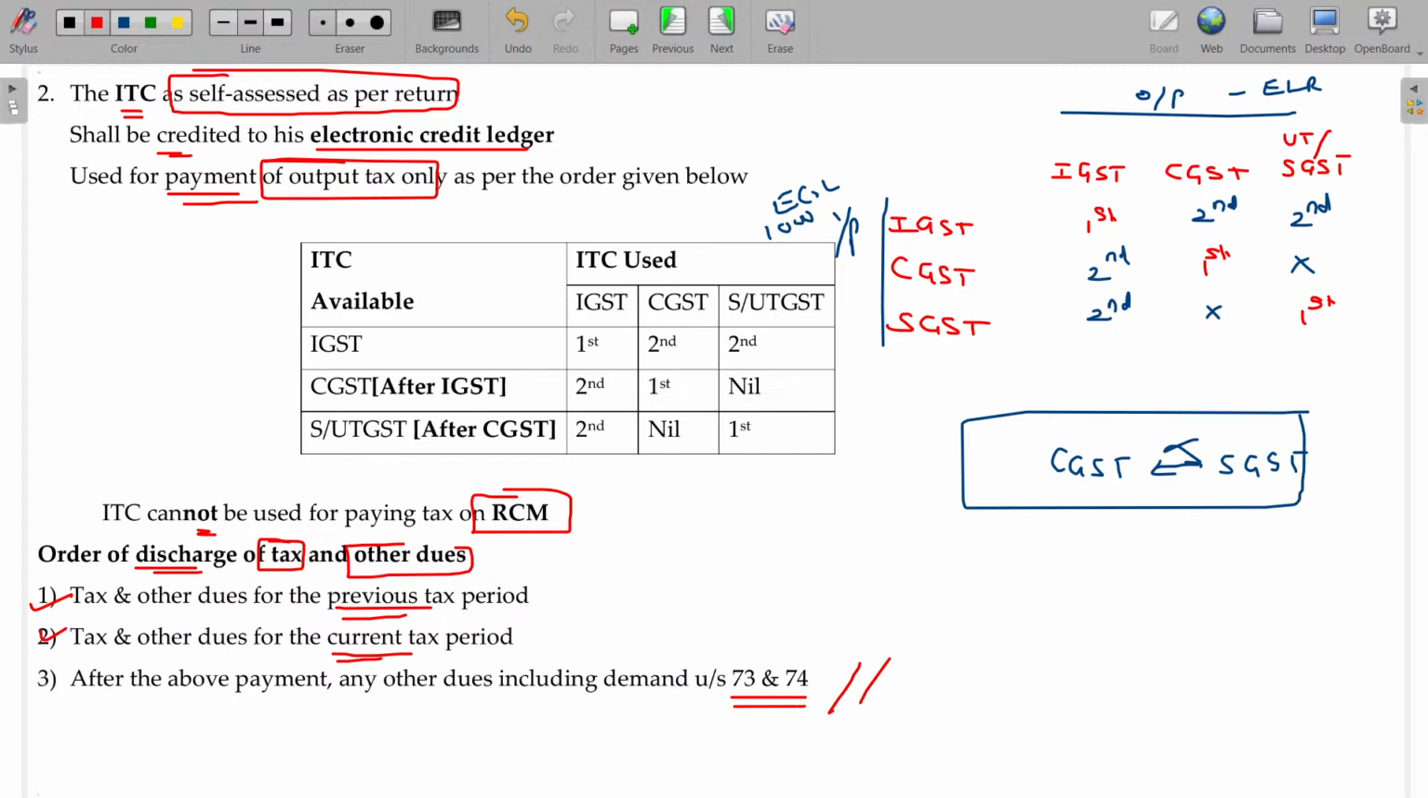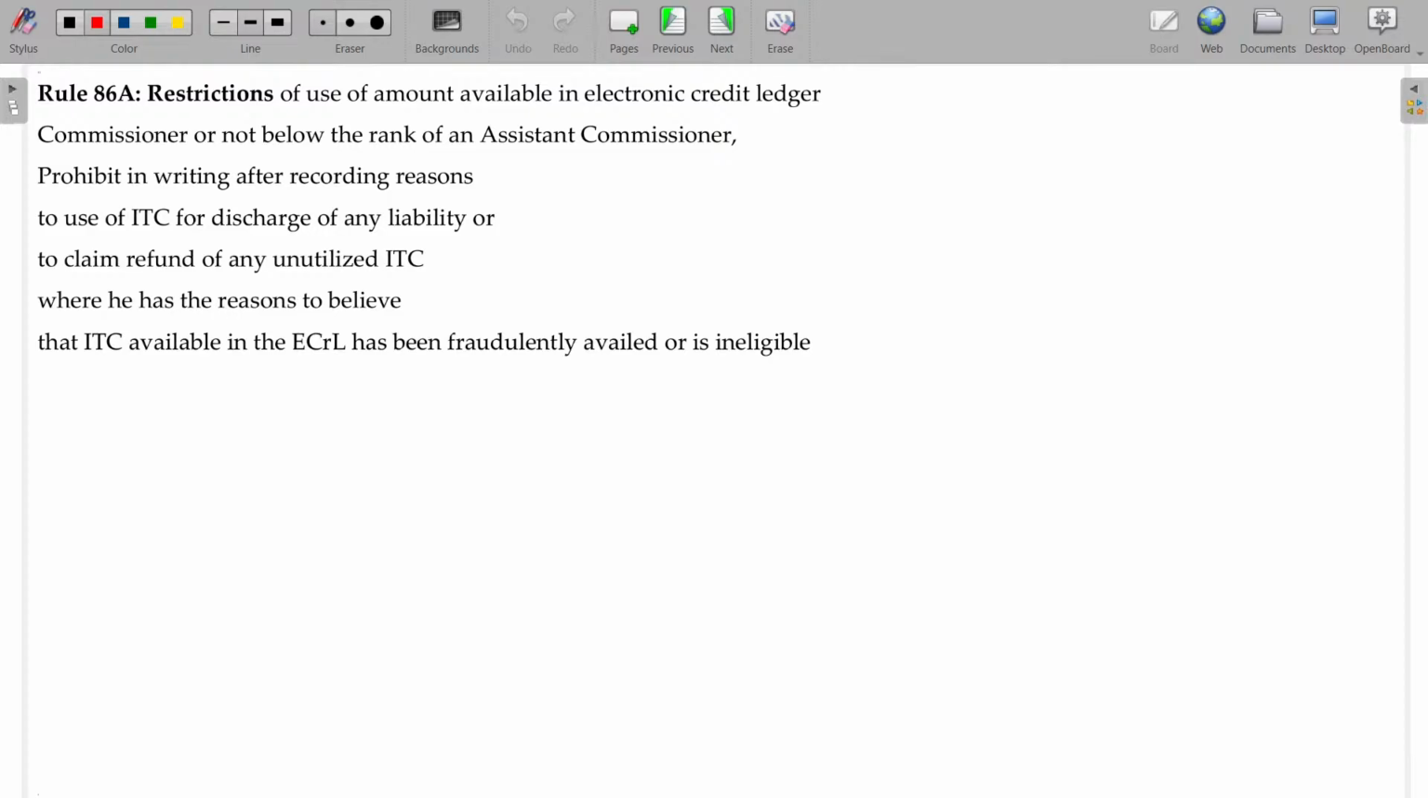If there is any violation, section 73 and 74 will raise a demand to pay. You have to pay that at that time. This will be the last priority. Right.